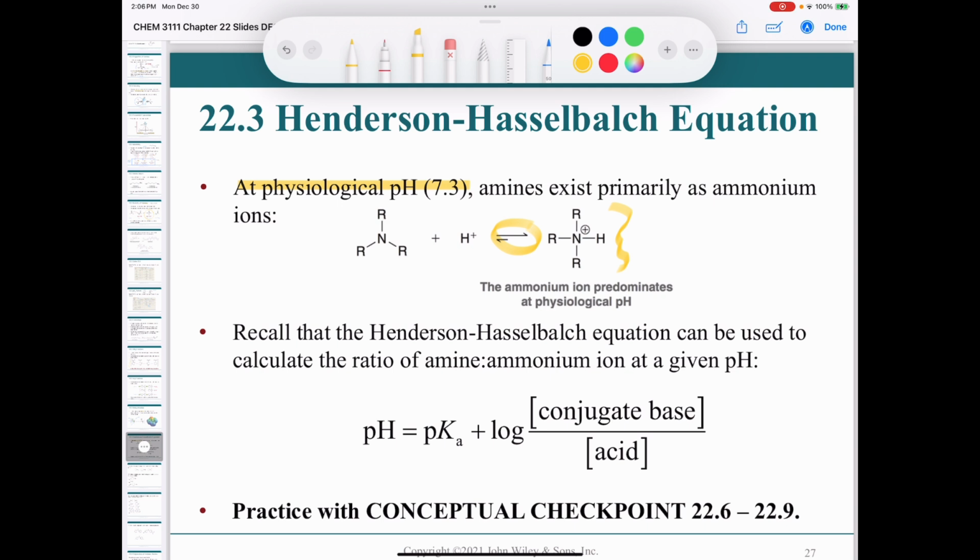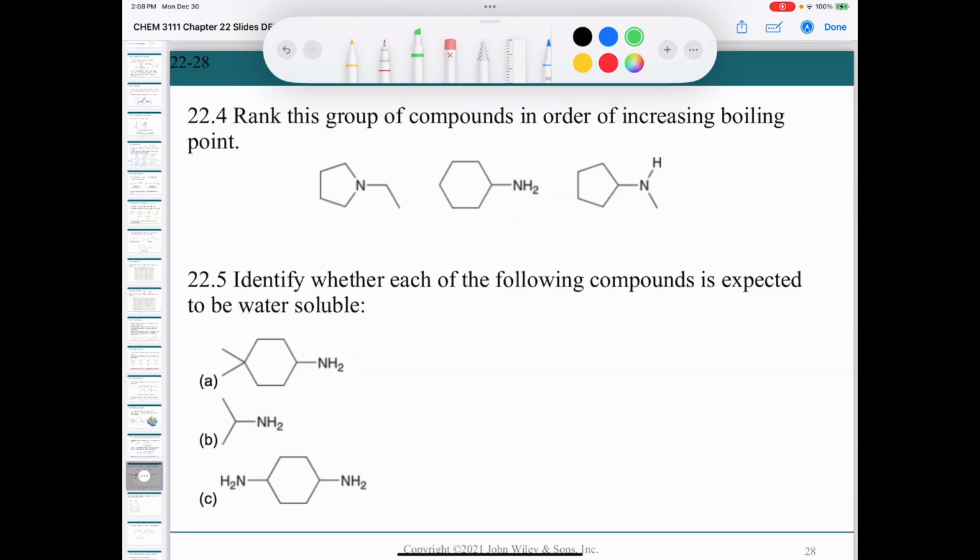And I'm not going to ask you to use the Henderson-Hasselbalch equation that you used in general chemistry 2, but you can use the Henderson-Hasselbalch equation to calculate the ratio of the protonated form versus the free base form. Again, I won't ask you to do those calculations, but they can be done using the Henderson-Hasselbalch equation.